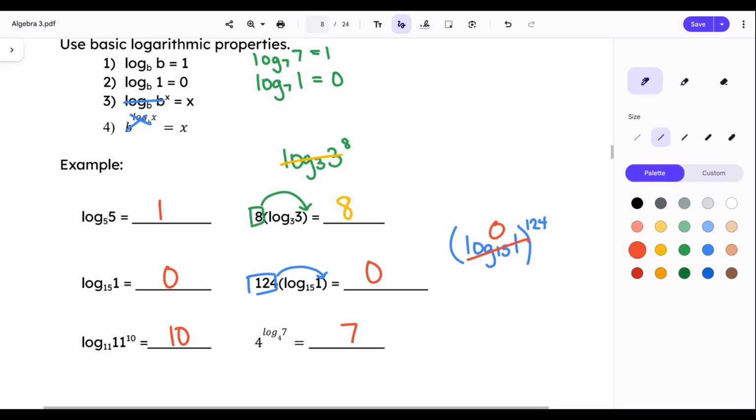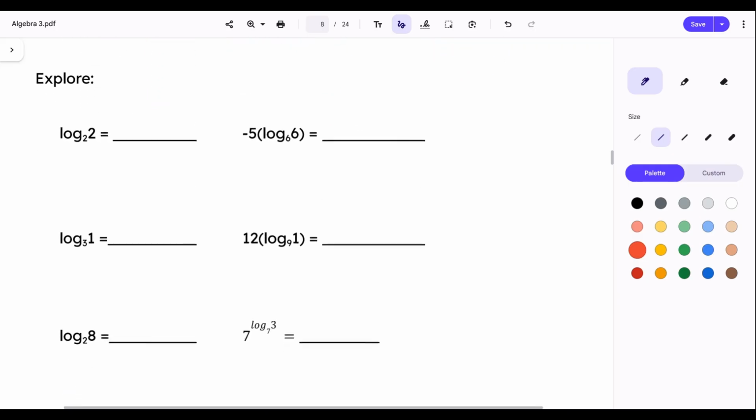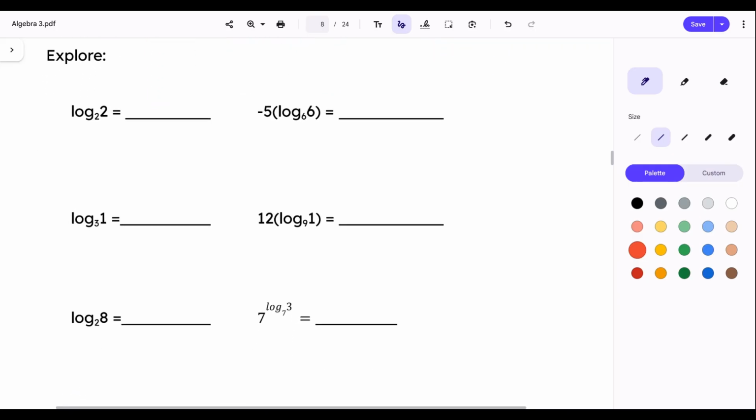So if they throw in numbers like that, you might need to do a little bit of rewriting in order to simplify. Underneath this one, there are 6 more, very similar to what we just talked about. Go ahead and take a minute and do those 6.